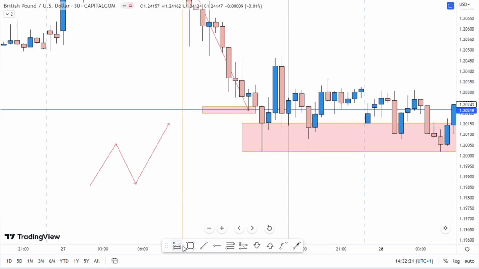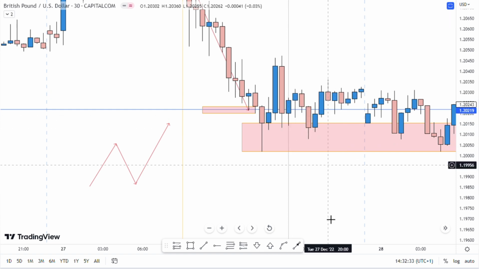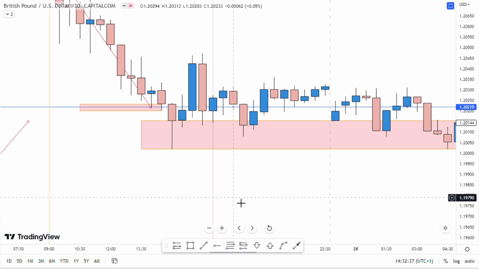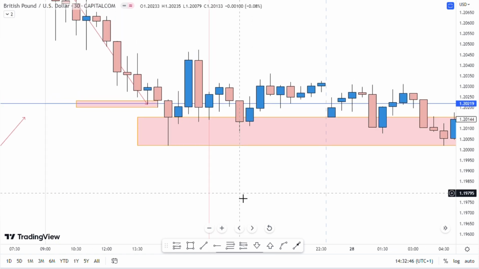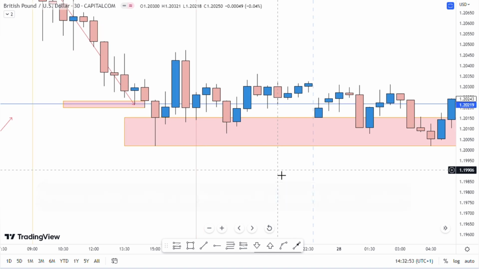Now this is the next candlestick. Wow, this is not a perfect rejection. Maybe I was overzealous, but I would never enter like this, because this is not a perfect rejection candlestick. If you remember in section 2 of the course, we discussed reversal candlesticks and reversal patterns. This is not a reversal candlestick, the body is too big. Then we'll just keep on watching.